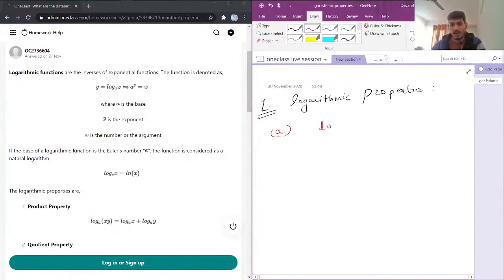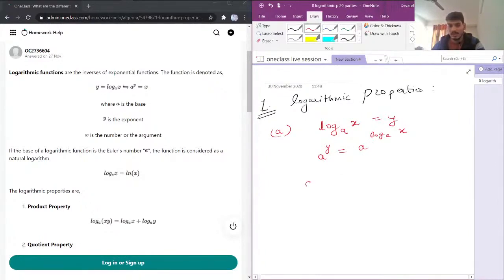So, suppose I have the log of base a of the number x, which equals y, let's say. Then when I take the antilog, it will become a power y equals a power log base a of x. So if I am taking antilog with a, then everything will go into the power of a.